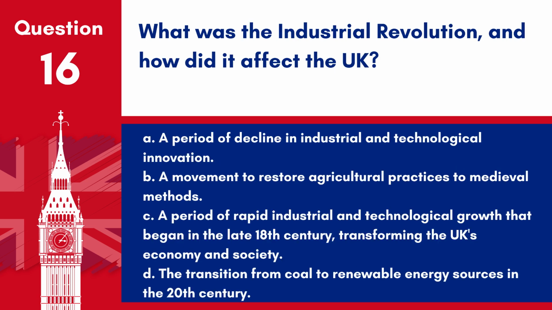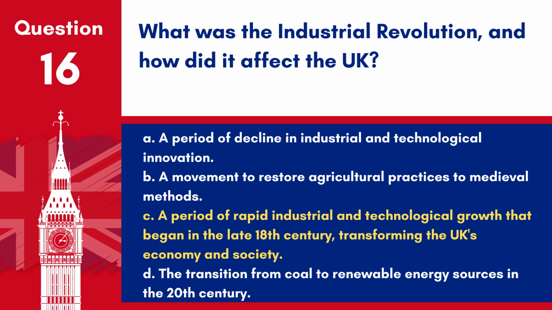Question 16. What was the Industrial Revolution, and how did it affect the UK? A. A period of decline in industrial and technological innovation. B. A movement to restore agricultural practices to medieval methods. C. A period of rapid industrial and technological growth that began in the late 18th century, transforming the UK's economy and society. D. The transition from coal to renewable energy sources in the 20th century.